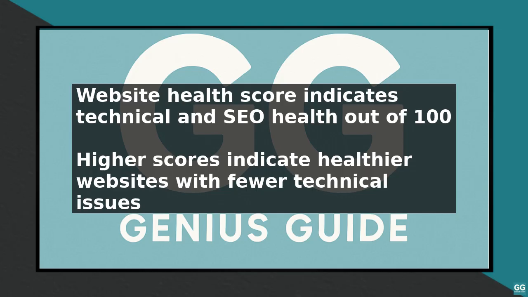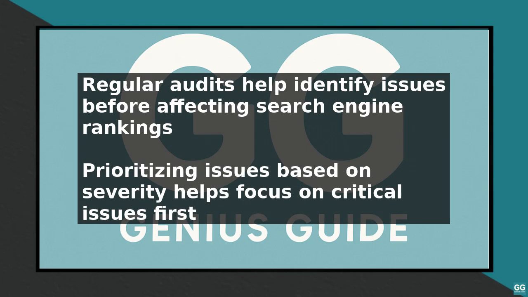For example, if the report identifies broken links, users can fix them by updating the links or removing them altogether. If the report identifies duplicate content, users can rewrite the content to make it unique and engaging.